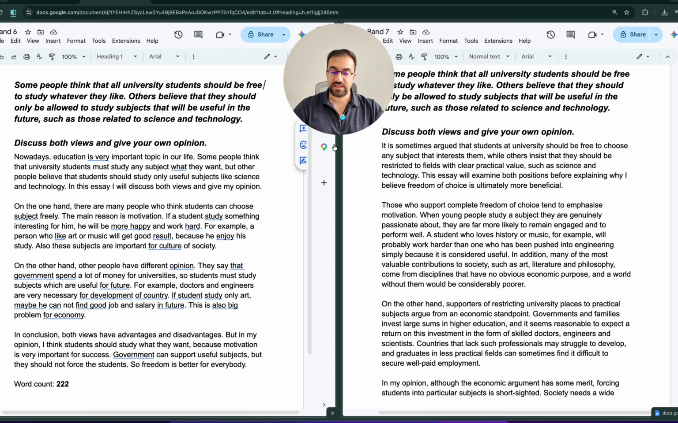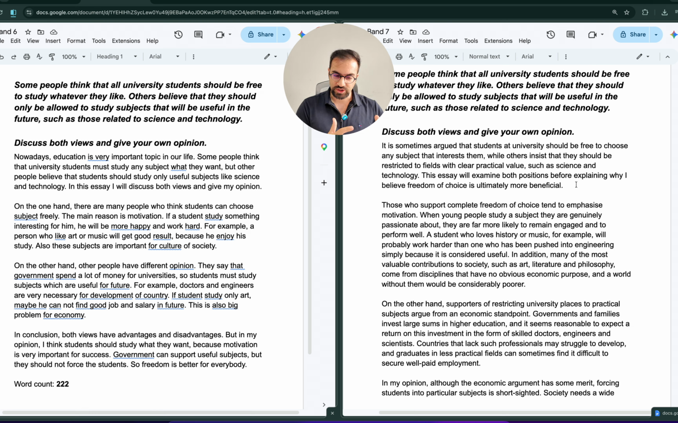Let's read the other introduction. It is sometimes argued that students at university should be free to choose any subject that interests them, while others insist that they should be restricted to fields with clear practical value, such as science and technology. This essay will examine both positions before explaining why I believe freedom of choice is ultimately more beneficial. I think here you see the difference clearly.